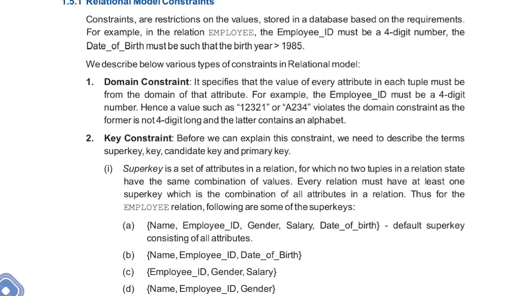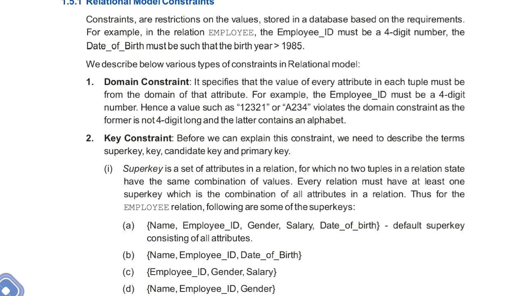Okay, so first is super key. Super key is a set of attributes in a relation for which no two tuples in a relational state have the same combination of values. Every relation must have at least one super key, which is the combination of all attributes in a relation. Thus for the employee relation, following are some of the super keys.